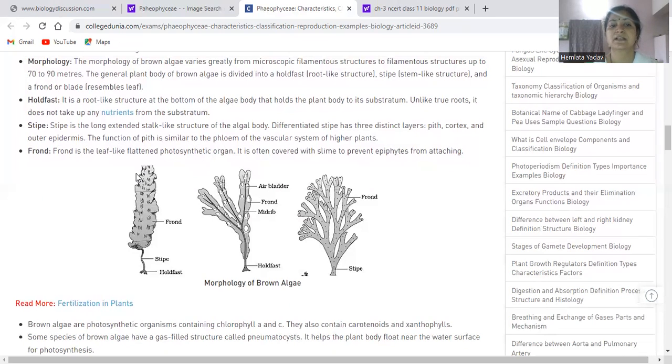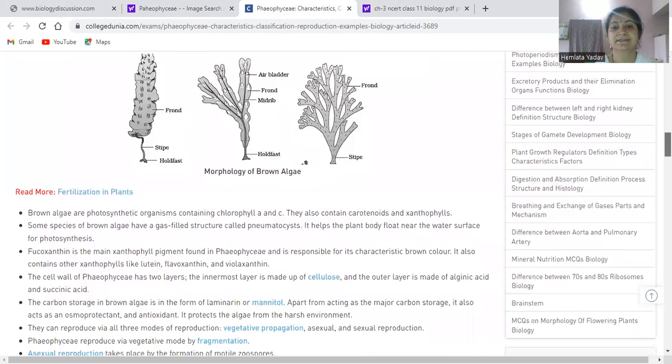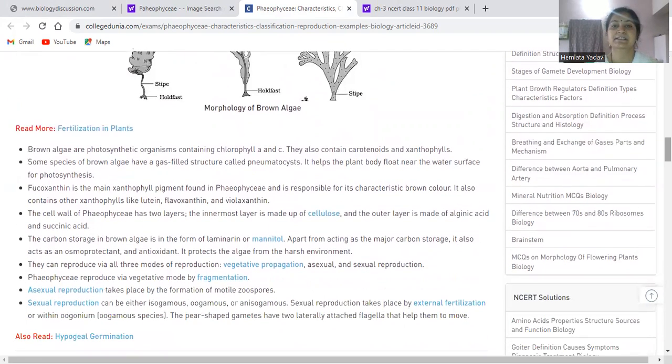Now, the frond is the leaf-like flattened photosynthetic organ. It's often covered with slime to prevent epiphytes from attaching. The frond is a leaf-like flat structure at the top, covered with slime. So these are the general structures of the brown algae. And you can see the three common things: holdfast is there, stipe is there, and frond is there.